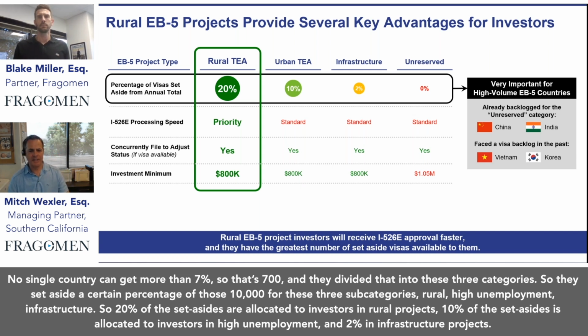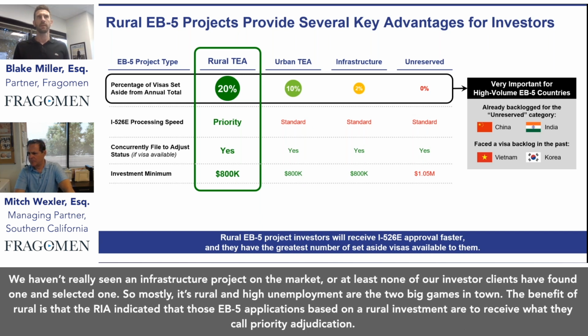They set aside a certain percentage of those 10,000 for these 3 subcategories: rural, high unemployment, and infrastructure. 20% of the set-asides are allocated to investors in rural projects, 10% to investors in high unemployment, and 2% in infrastructure projects. We haven't really seen an infrastructure project on the market, or at least none of our investor clients have found one and selected one. So mostly rural and high unemployment are the 2 big games in town.